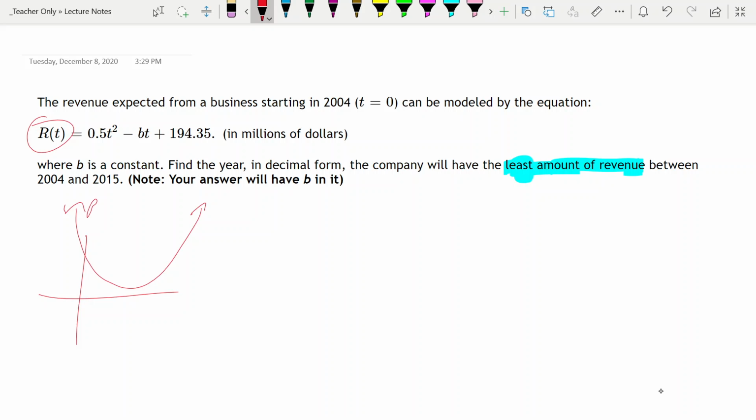The idea is we're putting in time, we're getting out revenue, and they want to know when the revenue is the least. What did we learn in calculus about finding mins and maxes, leasts and mosts, greatest and smallest, whatever you want to say? The slope of those is equal to 0. That right there, the word least, is your key to this problem, saying we need to take the derivative.